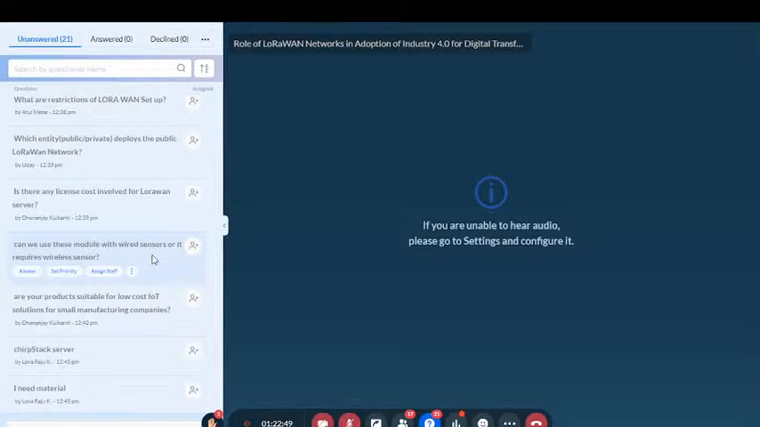So we can place a node which can collect data from the wired sensors and send the data to the LoRaWAN network. We already have these products, like an eight AI LoRaWAN node which can connect eight wired 4 to 20 sensors and send data to the LoRaWAN network.